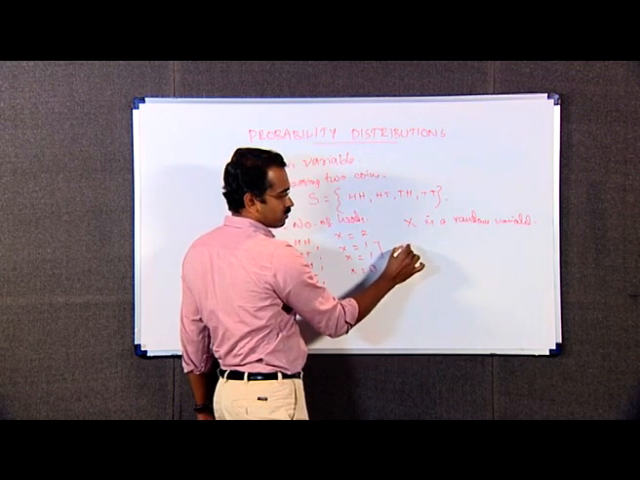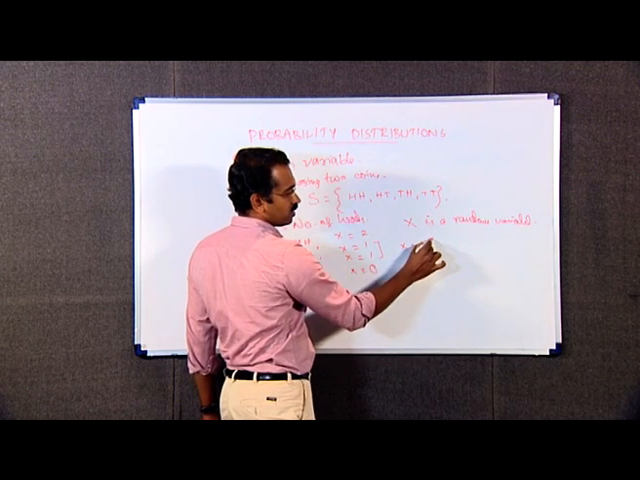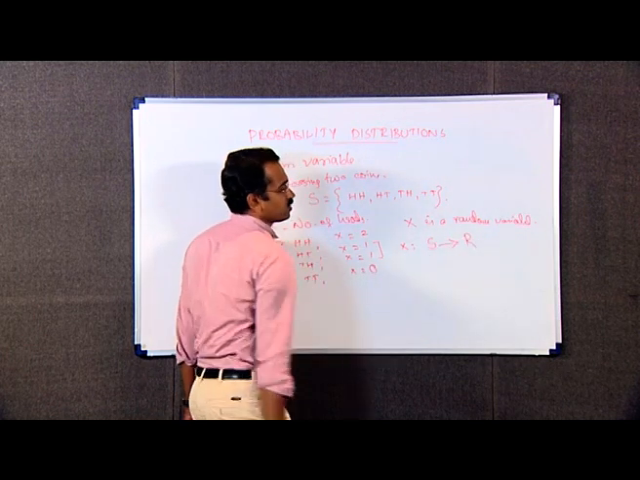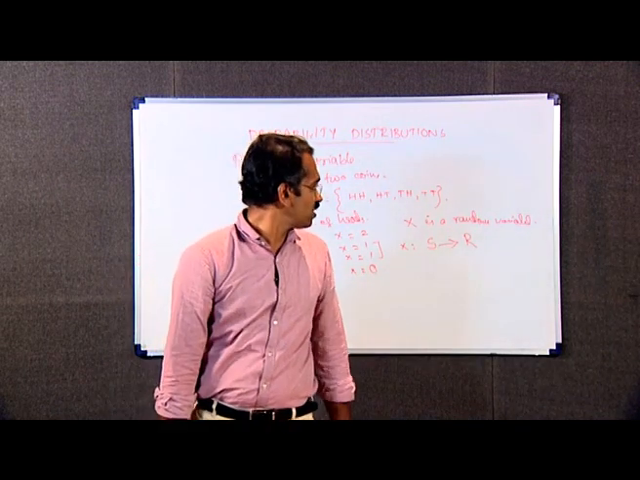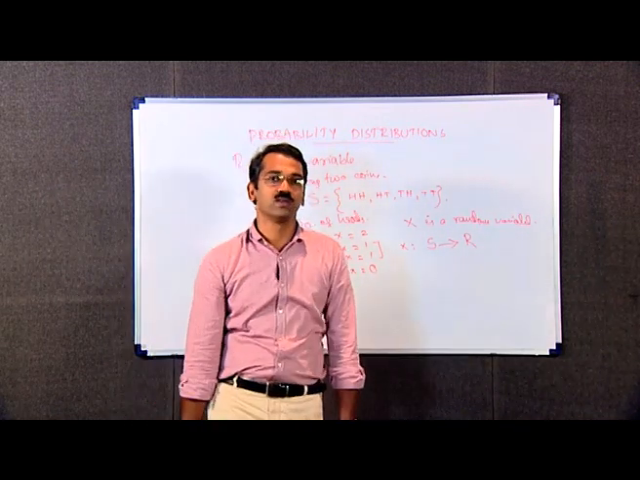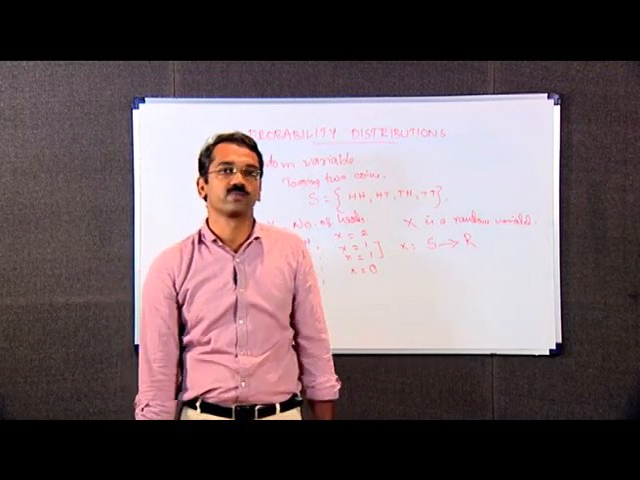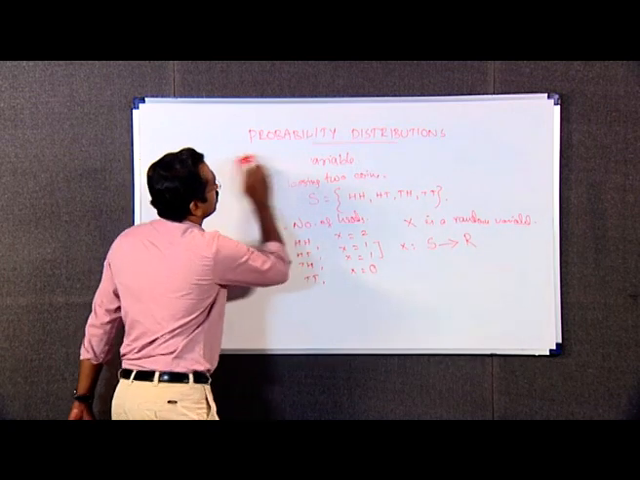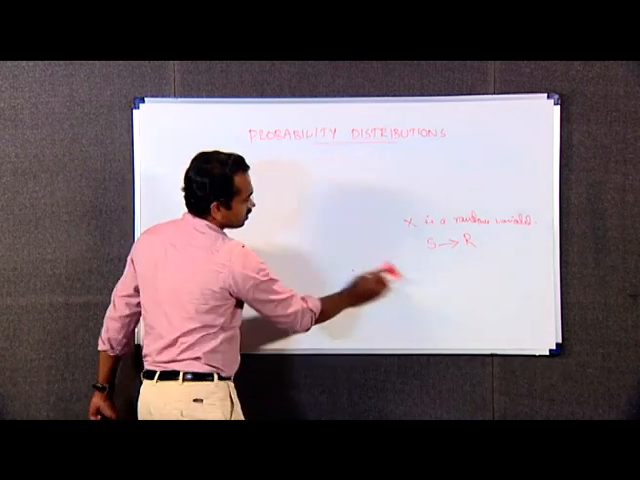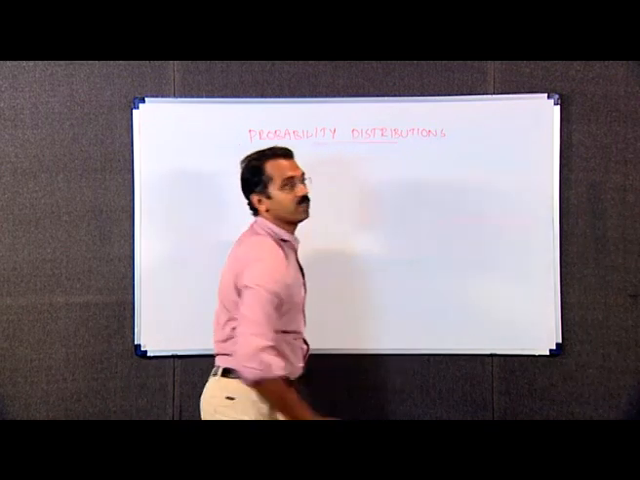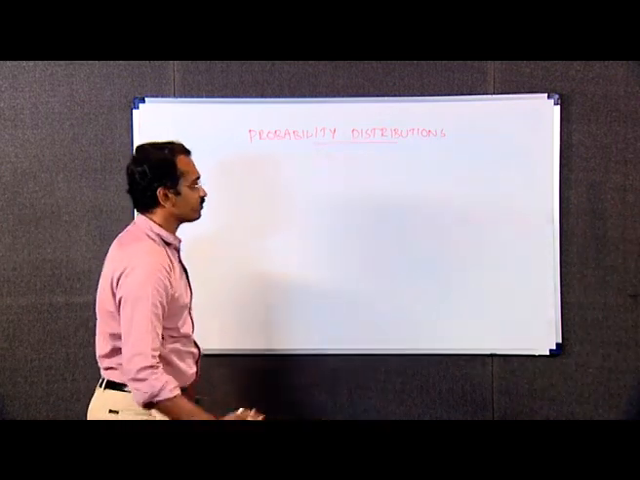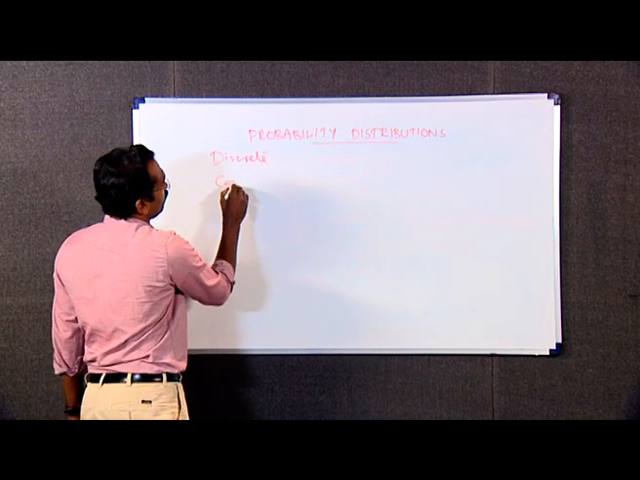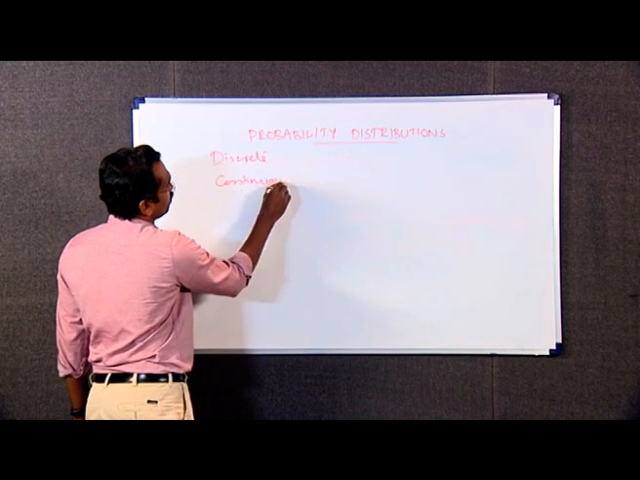Random variable x means a real valued function defined on the sample space, that is x is from S to R, where S is the sample space and R is the set of real numbers. Now, there are two types of random variables, namely discrete random variable and continuous random variable.